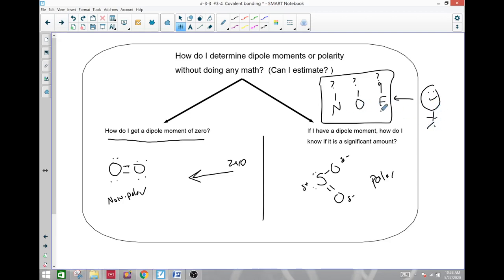So be aware that you're looking for those guys, looking for a stealer. If you don't have a stealer, can you be polar? Well, technically yes, just a little bit, not a lot. To be significant, probably not. It needs to be a significant level of polarity. You need to have one of those stealers.